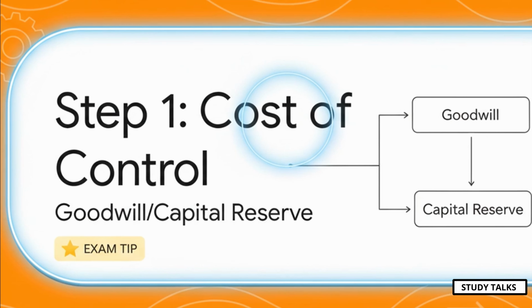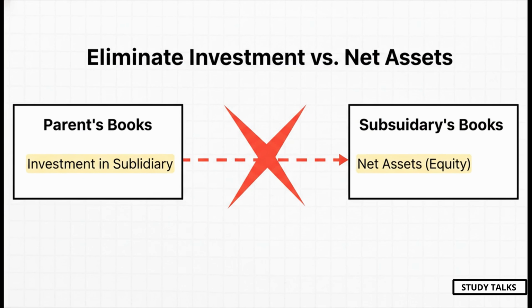All right, let's get into the numbers. Our very first working note, the one you'll do 9 times out of 10, is calculating the cost of control. This whole calculation is designed to give us one of two things, either goodwill or its opposite, a capital reserve. The main idea here is something called elimination. See, in the parent's books, there's an asset called investment in subsidiary, and in the subsidiary's books, there's share capital and reserves. If we just add them up, we're double counting, so we have to cancel out the parent's investment against the slice of the company it actually bought. That's the whole point of this calculation.